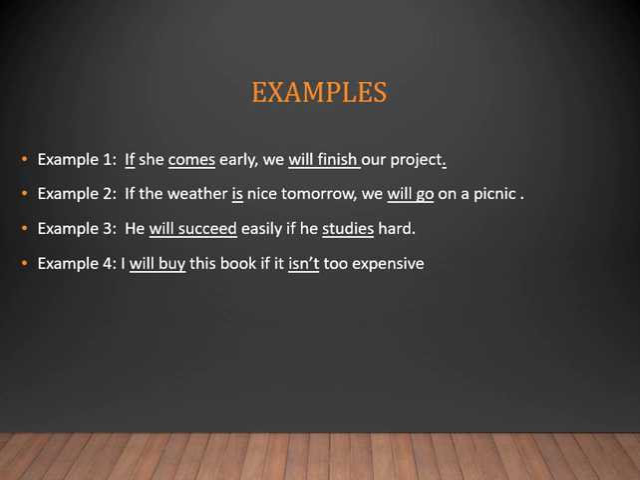Now let's go to the last example: I will buy this book if it isn't too expensive. Again, we put the result clause at the beginning, and then the if clause in the second part of the sentence, without using a comma. Here we have to use will plus verb 1, and after the if we have to put simple present tense. We put "isn't" because here we have "it" as a subject, so we have to put isn't and not aren't or other choices. Now let's move on to the next slide.